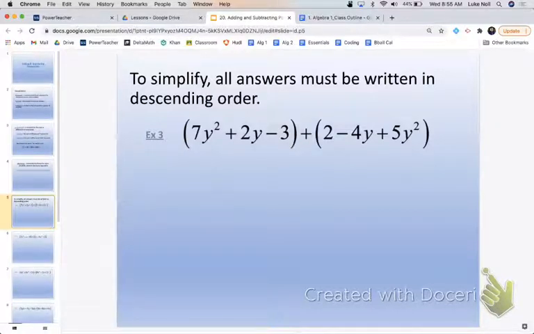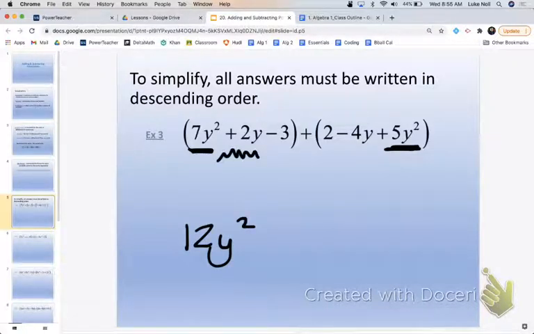And what I personally do is I underline my like terms the same way, just to make sure I get them all. So 7y squared, obviously I can't add that to the 2y, it's not a like term. I'm going to plus this trinomial. Of course, the like term there is 5y squareds, right? So if you have 7y squareds, and we need to add positive 5y squareds, that of course gives us 12y squareds.